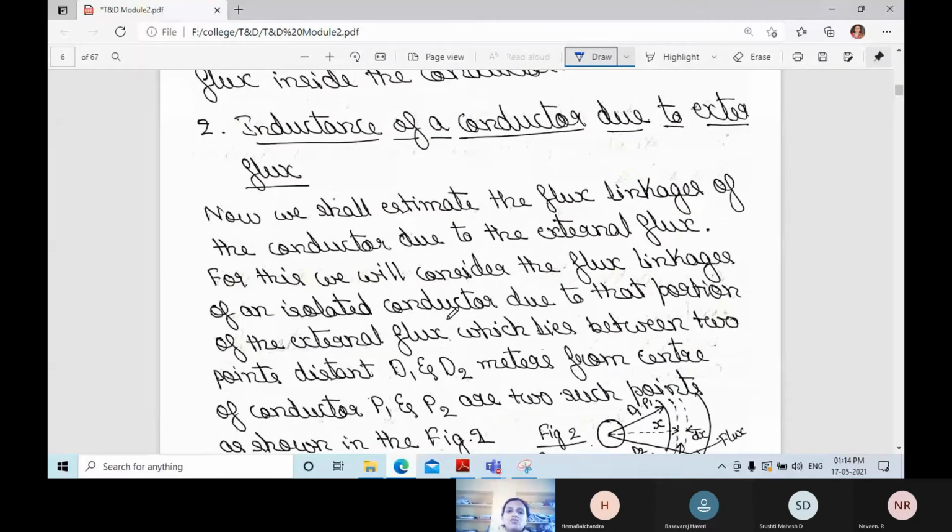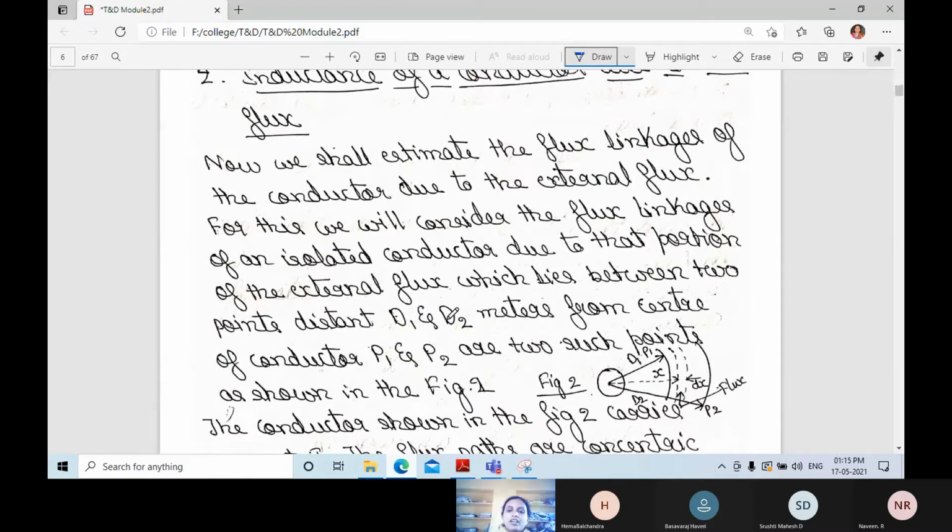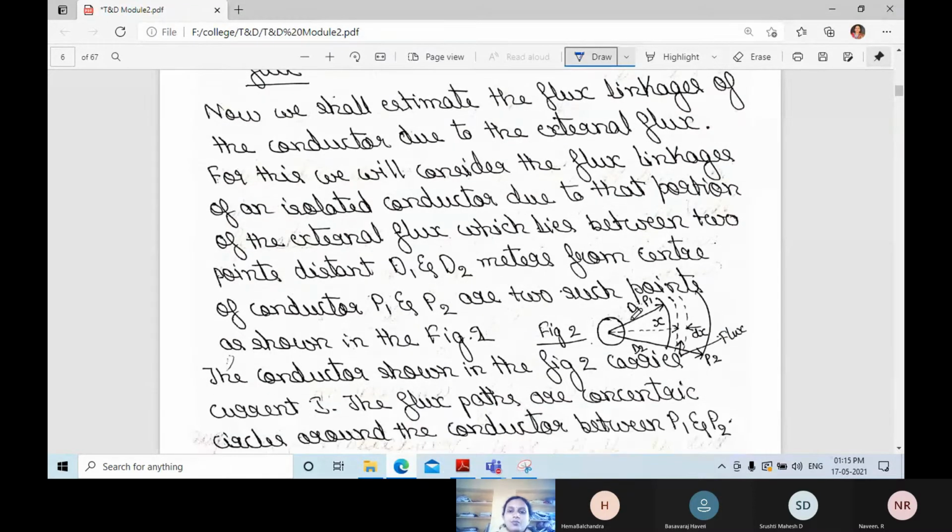The conductor will have a flux linkage due to internal and also external flux. So we shall consider the flux linkage of an isolated conductor due to that portion of the external flux which lies between two distant points. You can observe the figure here. These are the distant points D1 and D2. They have taken two points, that is P1 and P2.